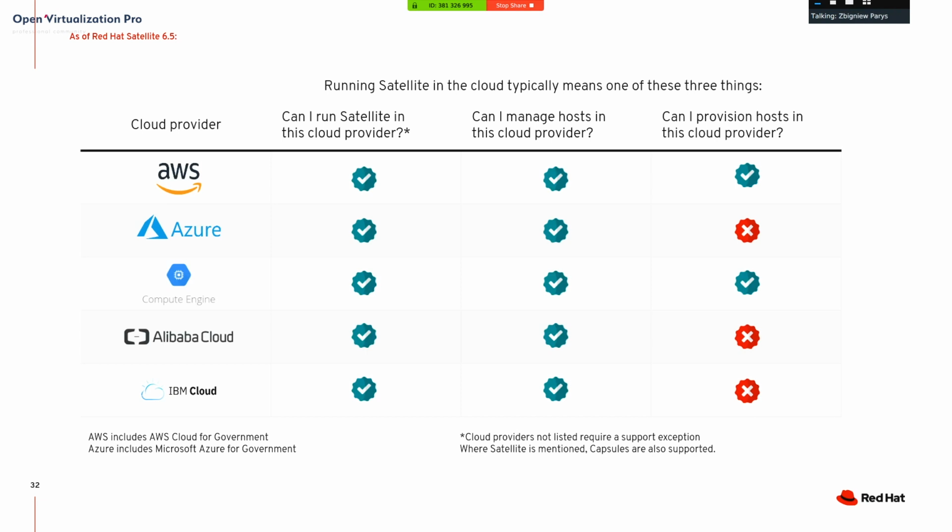As I mentioned, you can use cloud providers to extend your own environment. There is a list of cloud providers which is directly supported: AWS, Azure, Google Cloud Engine, Alibaba, and of course IBM Cloud. Some cloud providers are fully supported, all parts.